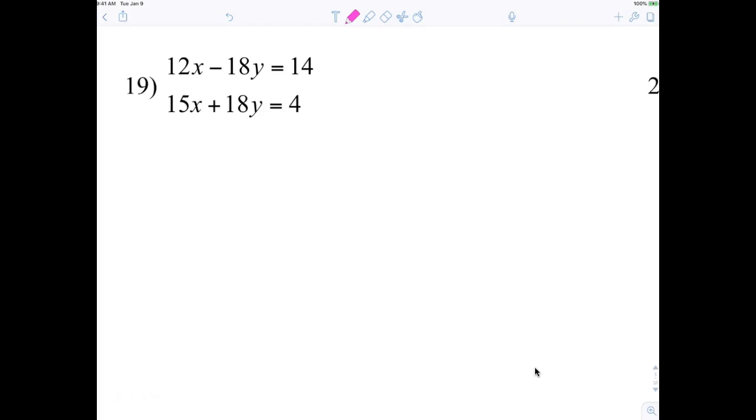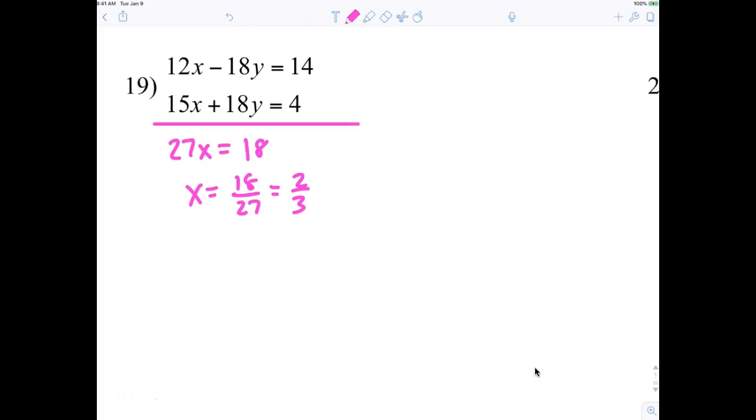Again, does everybody agree this is just addition? Just going to add it right in. And when we add it, what do I get? 27x is equal to 18. So when I divide, I end up with x is equal to 18 over 27. And that reduces to 2/3. That's exactly correct. So x is 2/3.